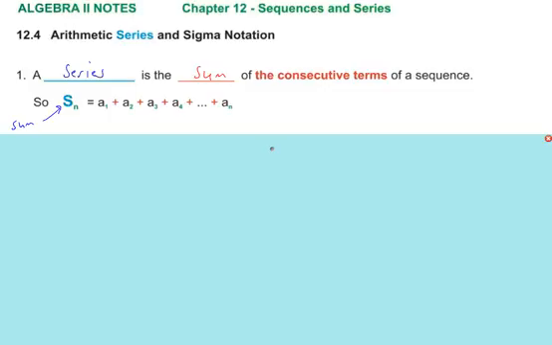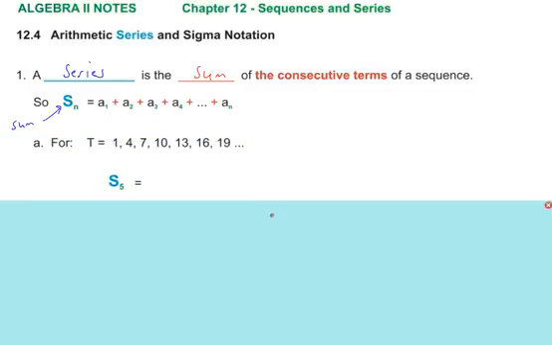And so what would it be? The first term plus the second term plus the third term. If n were 5, it'd be the first plus the second plus the third plus the fourth plus the fifth. If n was 10, it's the first through the 10th. If n is 100, it's the first through the 100th. And there are all different possibilities.